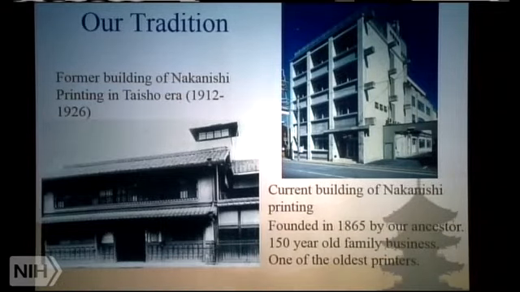Nakanishi Printing was founded in 1865. In 1865, Japan was still ruled by the Tokugawa shogunate government, and we were nearing the end of the samurai. And I know in America, 1865 was the year of the Lincoln assassination. Our ancestor, my great-grandfather, established our company, a 150-year-old family business. We are one of the oldest printers in Japan and possibly in the world.